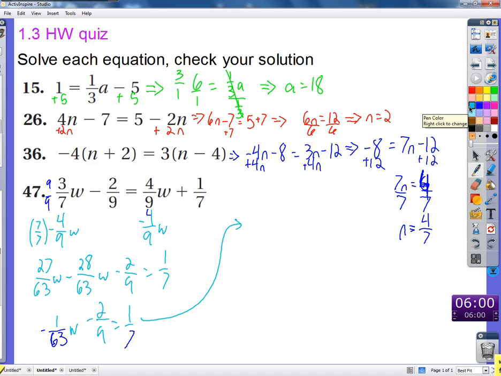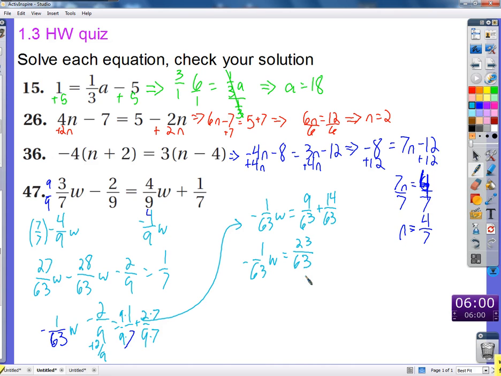So what next? Negative 1/63 W equals, I need to get a common denominator, right? Mm-hmm. The common denominator is going to be? 63. Again. How many 63rds will this be? 9 63rds. Multiply by 9 over 9. We'll get 9 63rds. And how about this one? 14. 14 multiplies by 7 over 7. So plus 14 63rds, negative 1 63rd W equals 23 over 63.